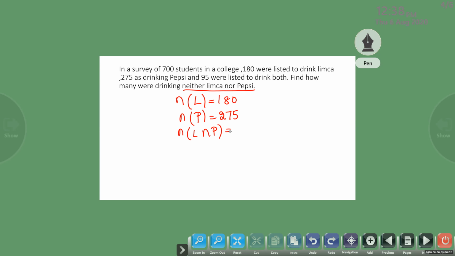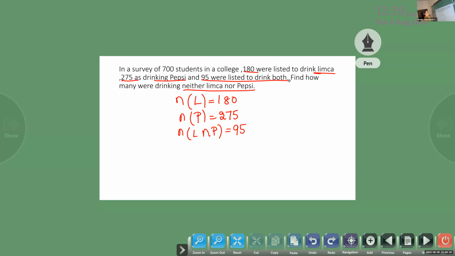700. Read the question again and check it. In a survey of 700 students in a college, 180 were drinking Limca, 275 were drinking Pepsi, and 95 were listed to drink both. Both means what is the symbol we are using here? Intersection. Find how many were drinking neither Limca nor Pepsi.